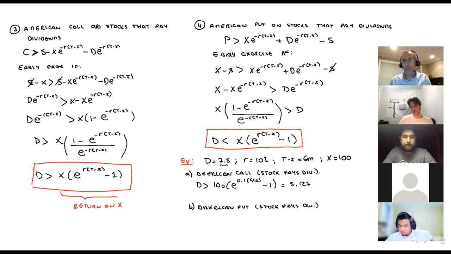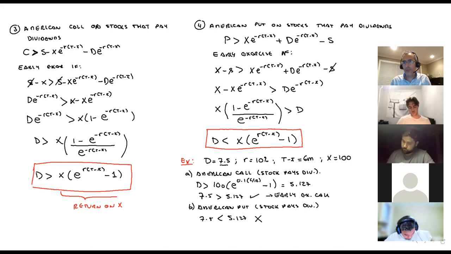Okay, and then I simply compare. D equals 7.5 is larger than 5.127. This is correct, correct? Then I early exercise my call. Correct? Now, in the case of the put, it's the reverse. It's 7.5. I don't need to compute anything else. It's less than 1.27. Nope. Wait until maturity. Make sense?